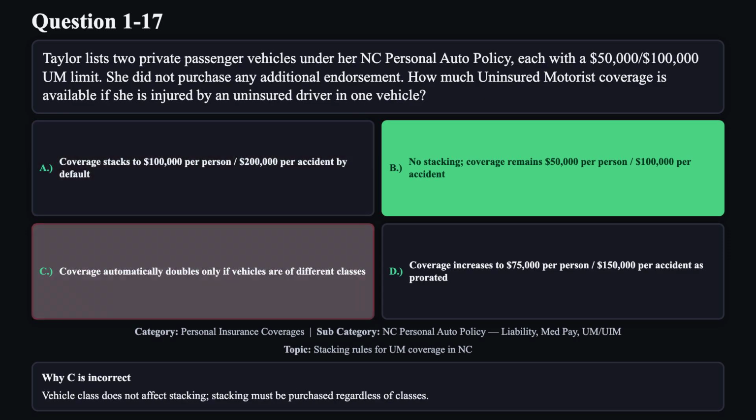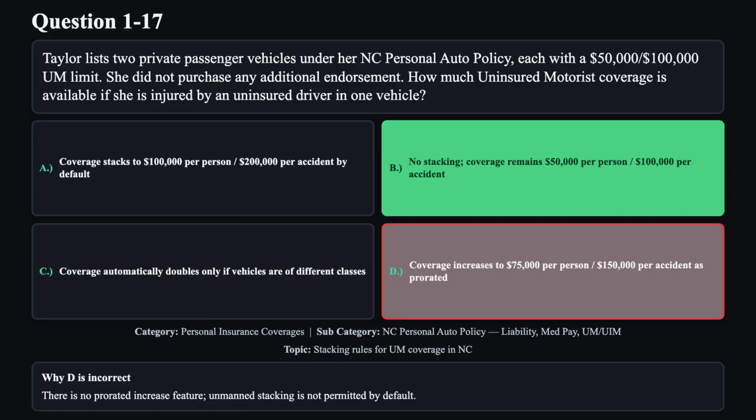Reason C is not correct. Vehicle class does not affect stacking. Stacking must be purchased regardless of classes. Reason D is not correct. There is no prorated increase feature. Stacking is not permitted by default.